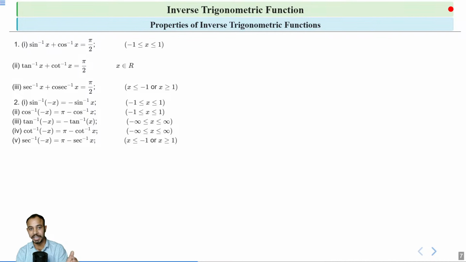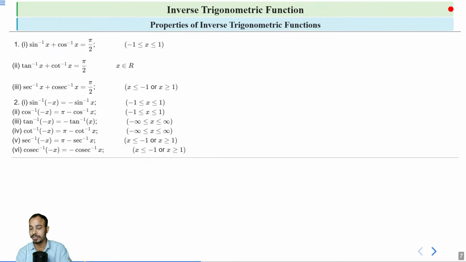Then see sec inverse of minus x is equal to pi minus sec inverse x. Here x is less than equal to minus 1 or x is greater than equal to 1. Then cosec inverse of minus x is equal to minus cosec inverse x. Here x is less than equal to minus 1 or x is greater than equal to 1. Okay, so just recall these properties of inverse trigonometric functions. These are very important properties, so you should keep them in your mind. Okay, now moving to the next.